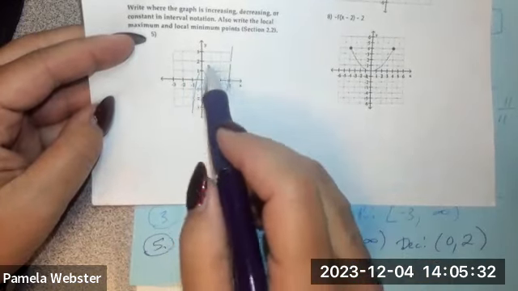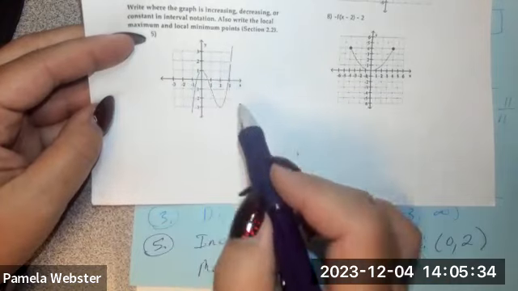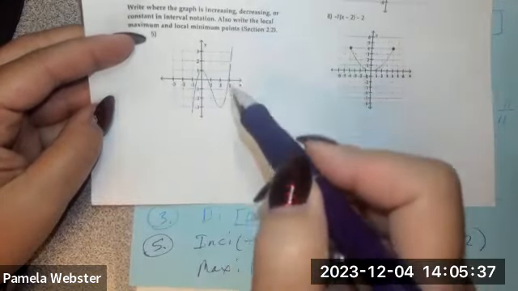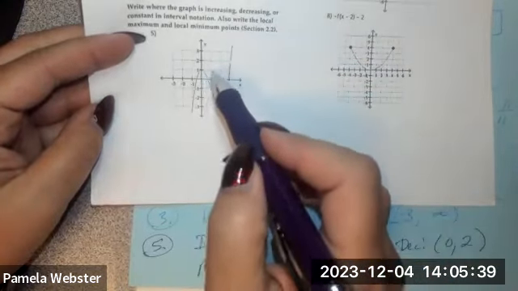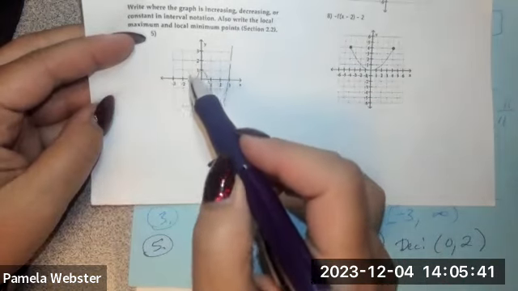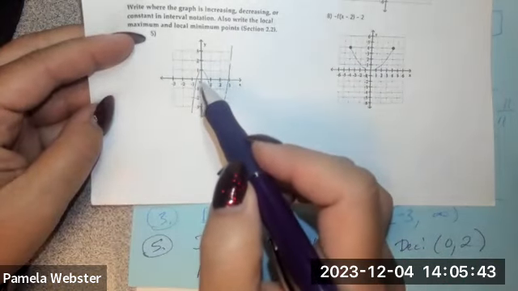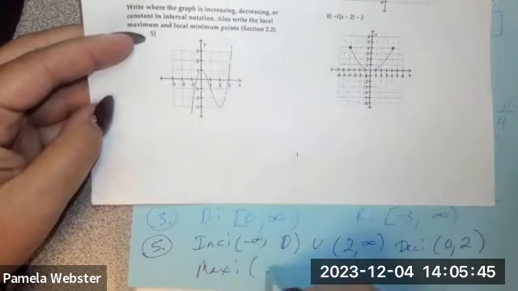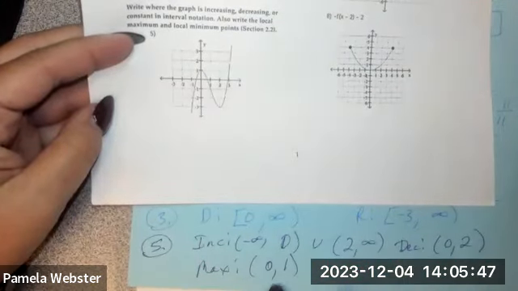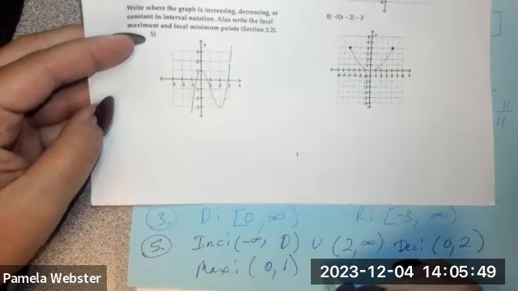So the local max is right here. It's not the overall max because we know it goes to infinity. But remember, local just means I can isolate it. So I'm looking at this little area right here. And that point is 0, 1. And this is a point, a coordinated point.